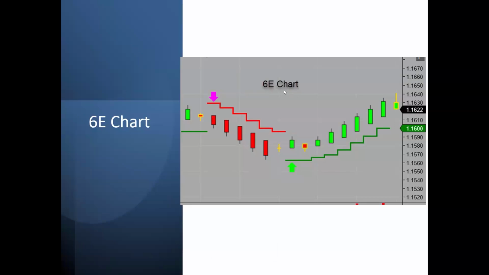All right, so here is our 6E chart. As I mentioned before, I do recommend to everyone, if you haven't tried trading the currency futures, give them a try. I really think they're a very good vehicle. Of course, the E-mini and NASDAQ are very good as well. So this is a 6E chart. I trade them myself very frequently.